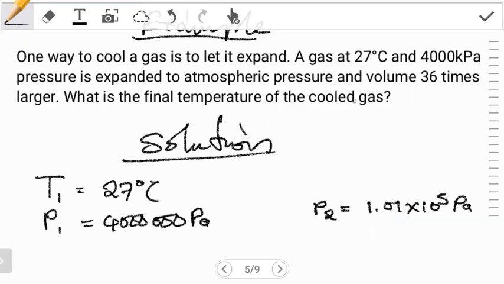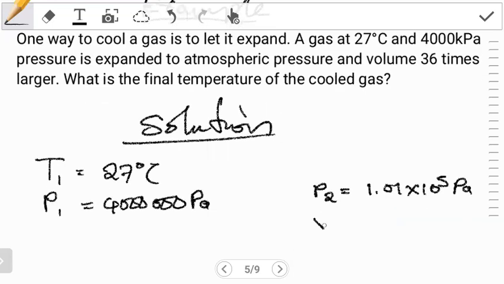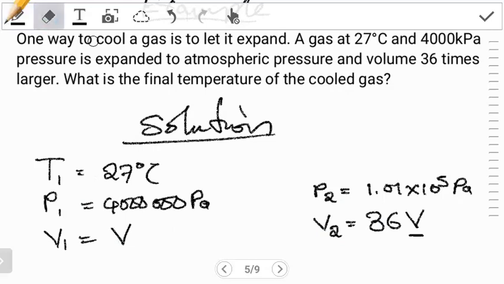Now what else? And volume 36 times larger. So they're saying the volume V2 is 36 times larger than the first volume. So if when it was at a temperature T1, the volume V1 was equal to V, then the volume V2 after this change in pressure becomes 36 times larger than that value it had in the first place. So this is why I have 36 multiplying V in the second case and just V in the first place.